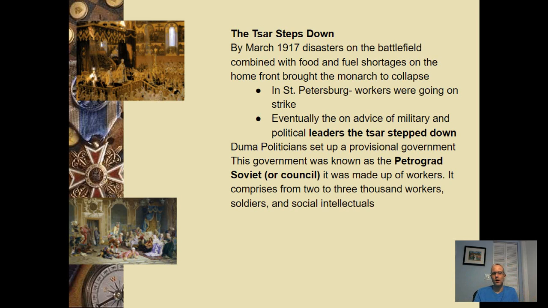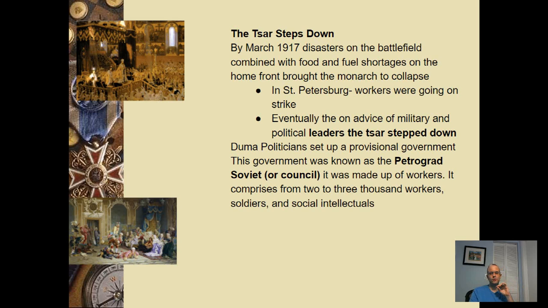Remember, with the monarchy falling in Russia, now you have a brand new book, right? A blank page to write in. Where's Russia going to go forward? They set up a provisional government. This was known as the Petrograd Soviet, or the Council, right? So they did a lot of Soviet Union, that kind of idea.